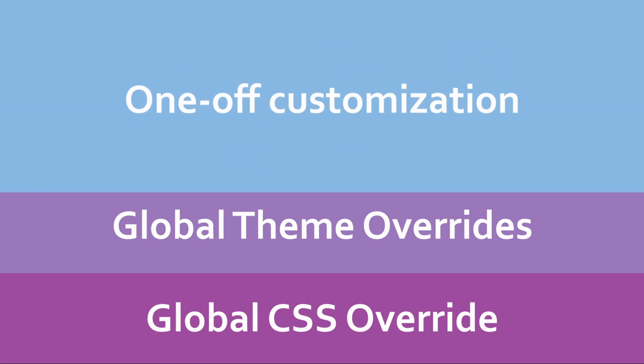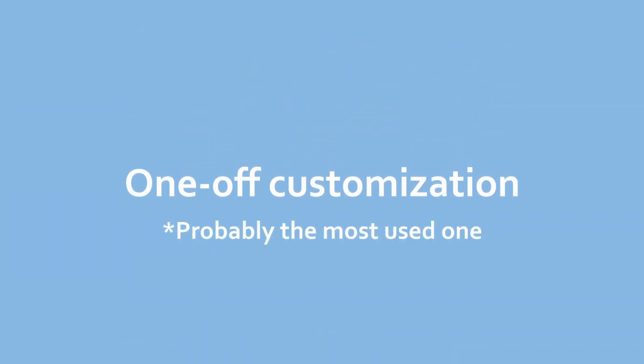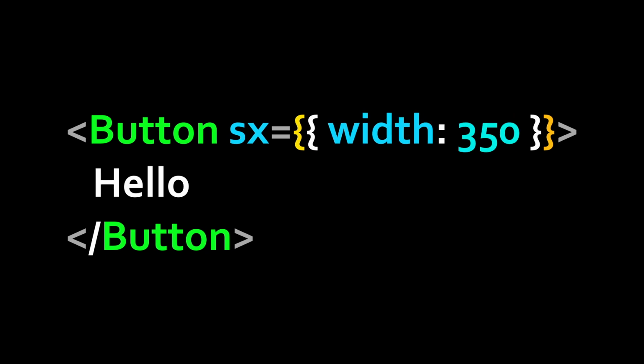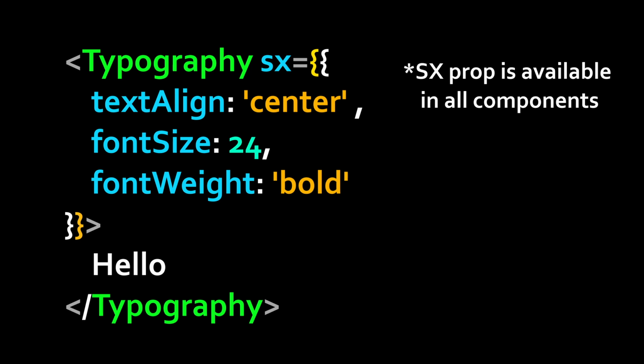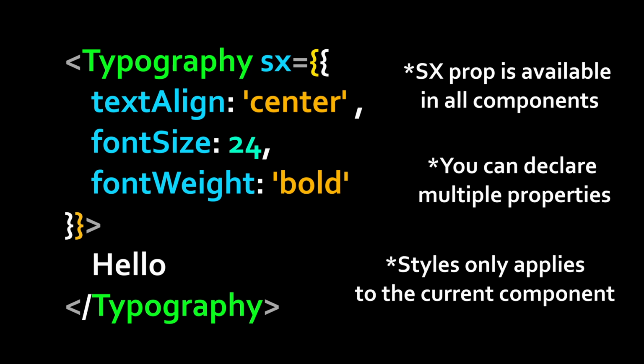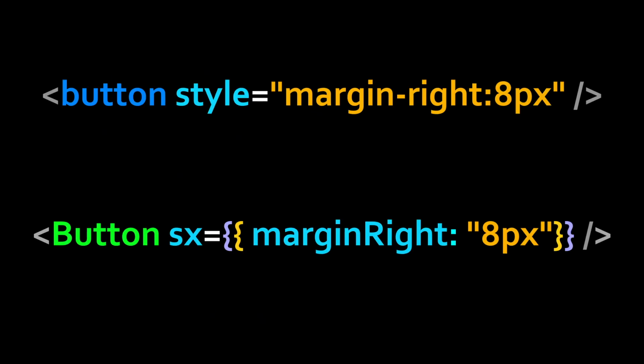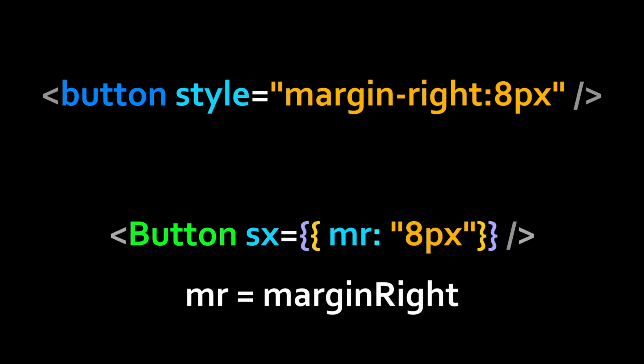Let's start with one-off customization. This is probably the one you will use the most. Remember what I told you about the SX prop? Well, it is exactly that. It is used for when you just want to set styles specifically to that component or layout that you wouldn't use otherwise in other places in your project. It is similar to the style property you will use in HTML, but including Material UI's features.